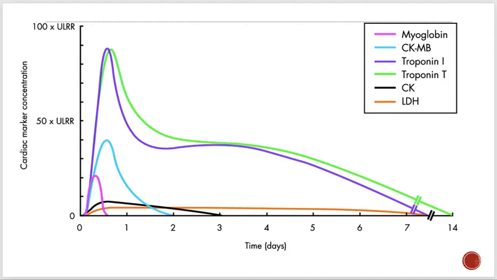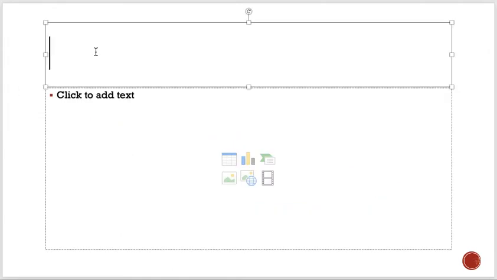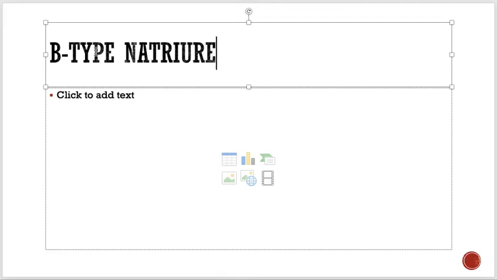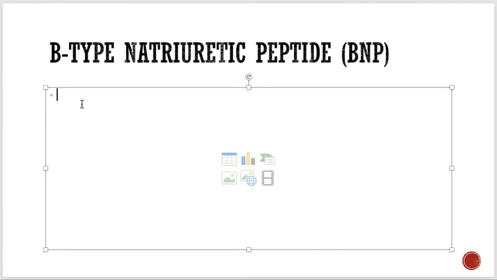So that's all. I can talk about one more thing, but it's taking a little time. That is called B type natriuretic peptide. This is also called BNP, simply the short form. BNP, B type natriuretic peptide.